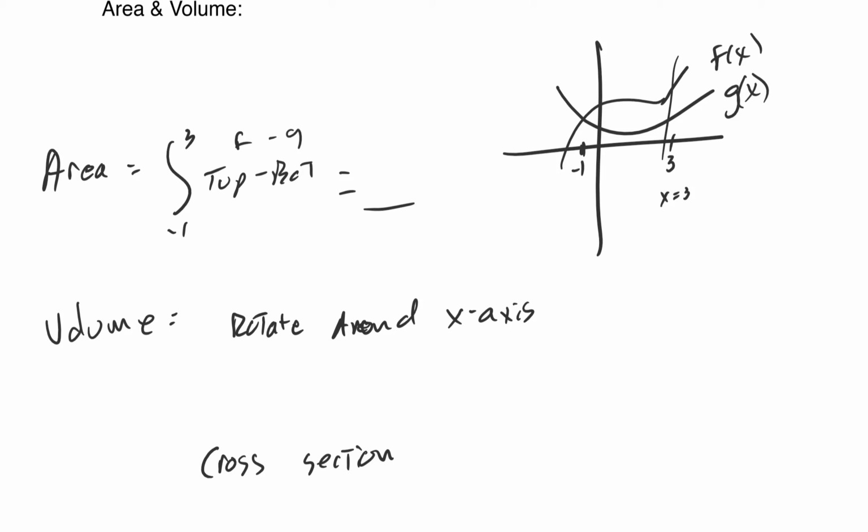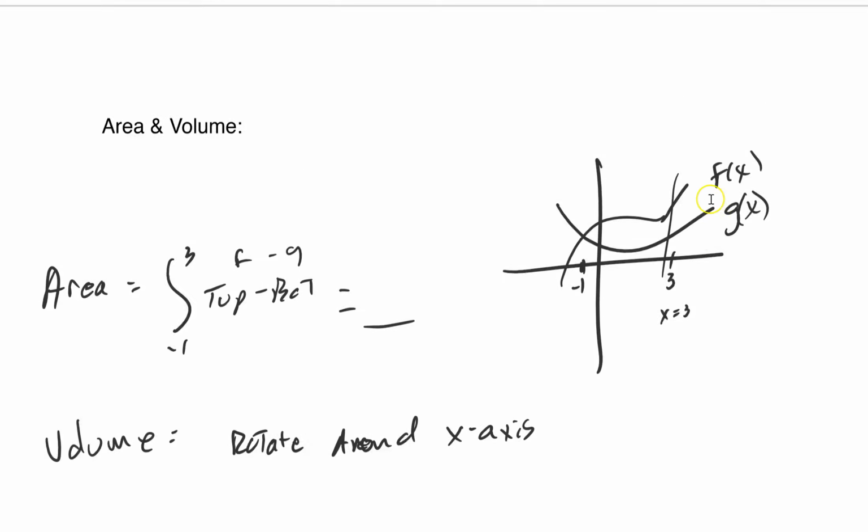Cross-section is the more straightforward. Just integrate the area formula. That's it. There's no pi, nothing special. Whatever the area formula happens to be, you just integrate that guy. And there's lots of formulas we talked about with that.